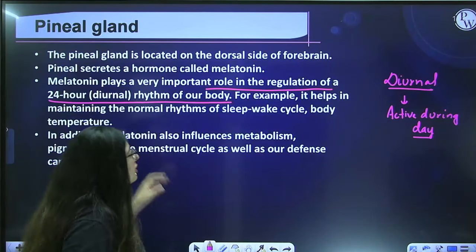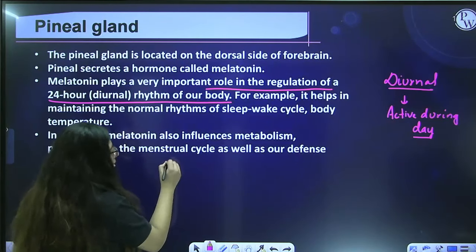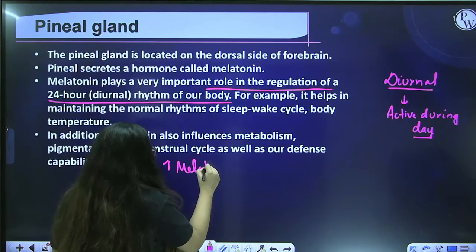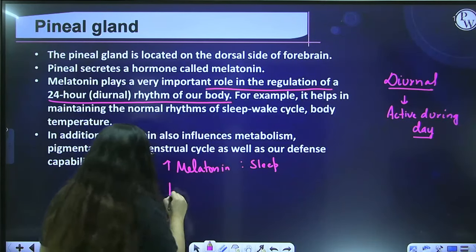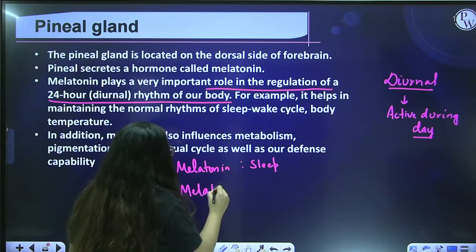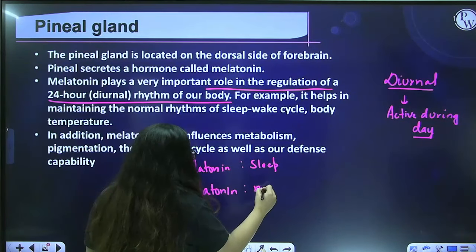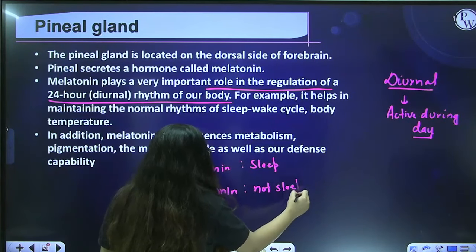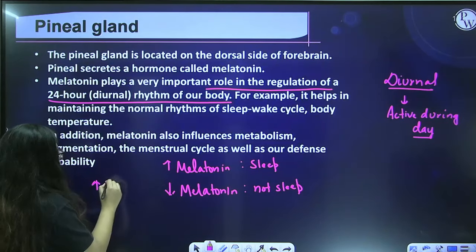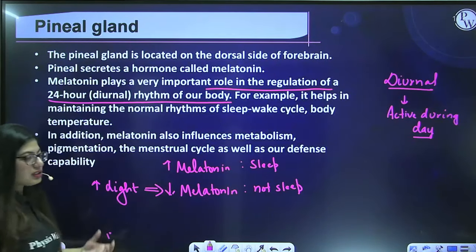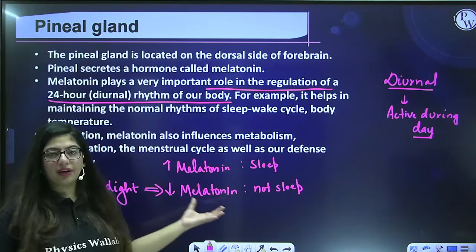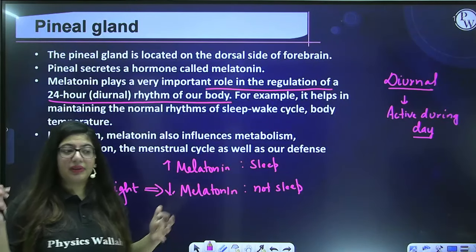Okay, so this is a hormone. If there is more melatonin in your body, then you will sleep. If there is less melatonin, you will not sleep. And when will there be less melatonin? When there is more light. More light, less melatonin. That's why during noon you will not get a lot of sleep, because the sun is up and there is a lot of light.